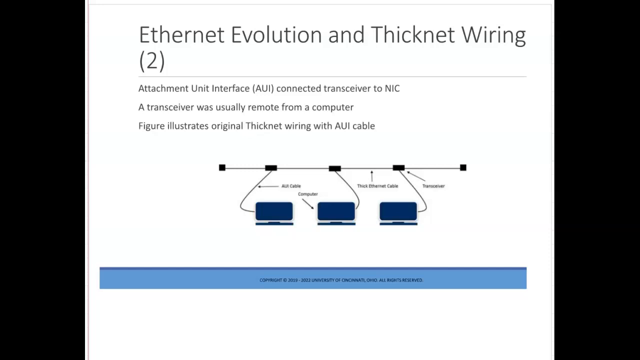A physical cable known as an attachment unit interface, an AUI, connected a transceiver to an NIC in a computer. The transceiver was usually remote from a computer. For example, in an office building, transceivers might attach to an Ethernet in a hallway ceiling. This figure illustrates how the original thicknet wiring used an AUI cable to connect a computer to a transceiver.